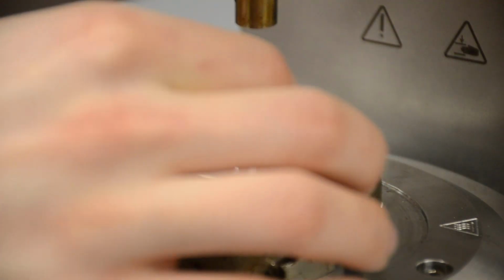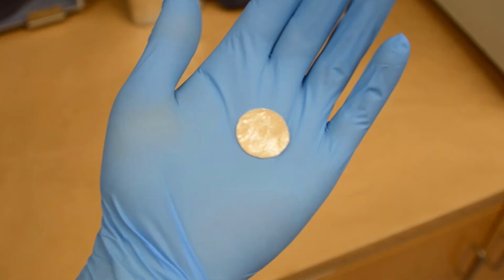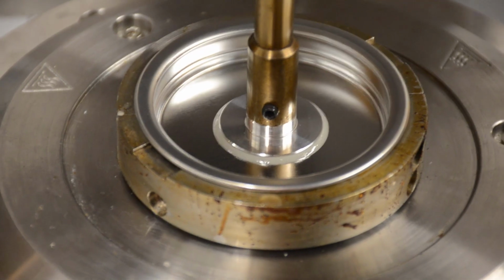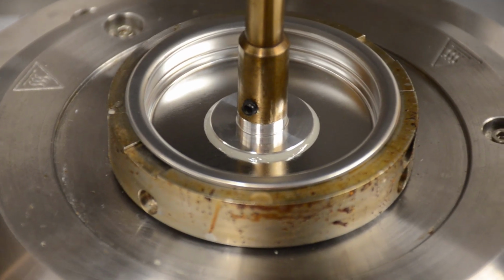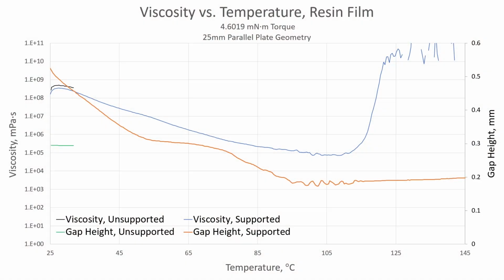We will now conduct the test with an unsupported sample of the same resin film. This film does not contain any reinforcing fabric. We will program the test with the same temperature ramp rate and torque values. We will, however, reduce the normal force slightly to try to reduce the tendency of the resin to squeeze out of the measurement system. This test produces a very similar result as the supported film adhesive.